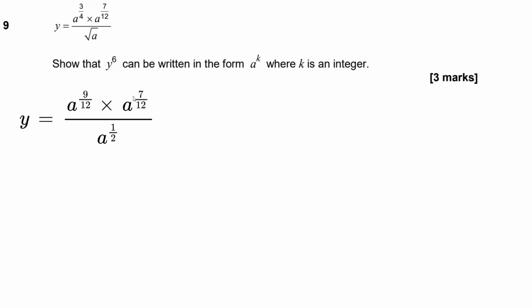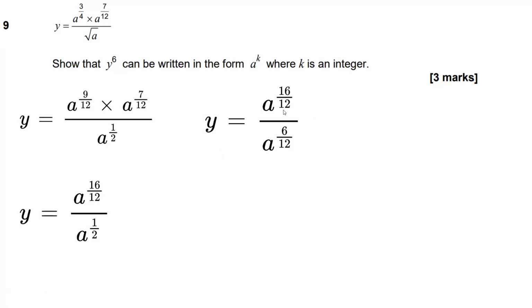9 plus 7 is 16 over 12. And then, because you're dividing, whenever you divide, you take away the powers if the coefficients are the same. And so you've got a, which is the same coefficient, like this. And then this half is the same as saying 6 over 12. And it's best to change it like that, because that way you've got the same denominator, so you can just take away the powers easier. So a equals 10 over 12, which simplifies to 5 over 6.